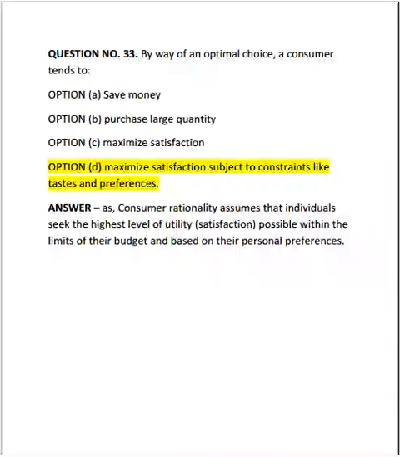Question No. 33. By way of an optimal choice, a consumer tends to Option A, save money. Option B, purchase large quantity. Option C, maximize satisfaction. Option D, maximize satisfaction subject to constraints like tastes and preferences. Answer: D, as consumer rationality assumes that individuals seek the highest level of utility, satisfaction, possible within the limits of their budget and based on their personal preferences.